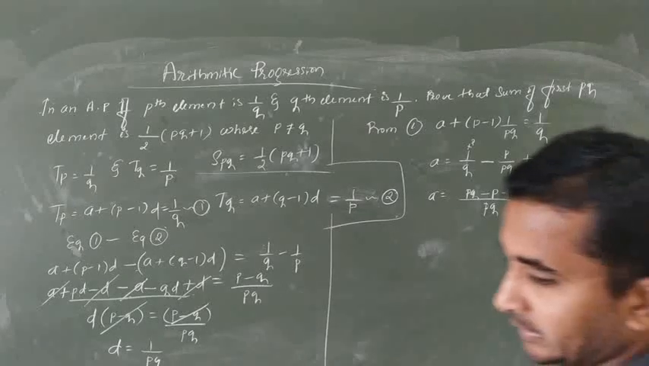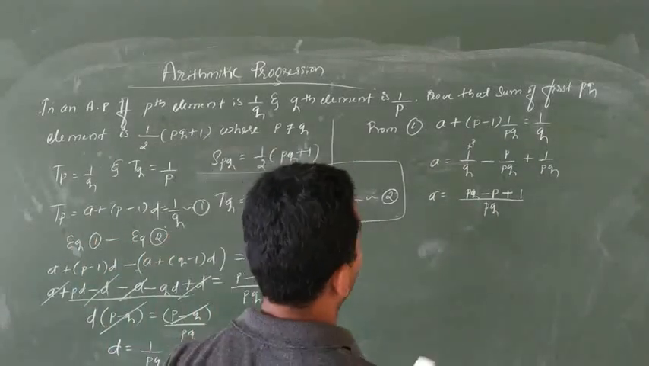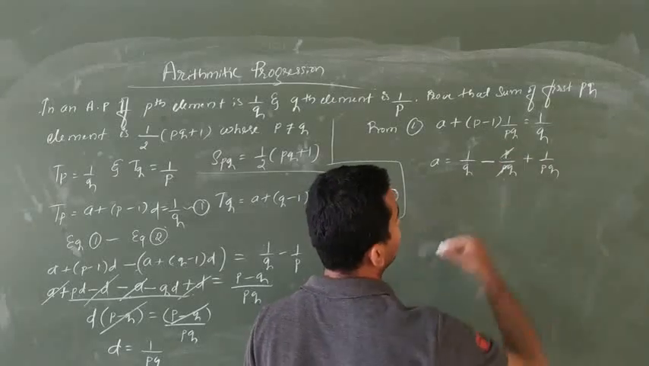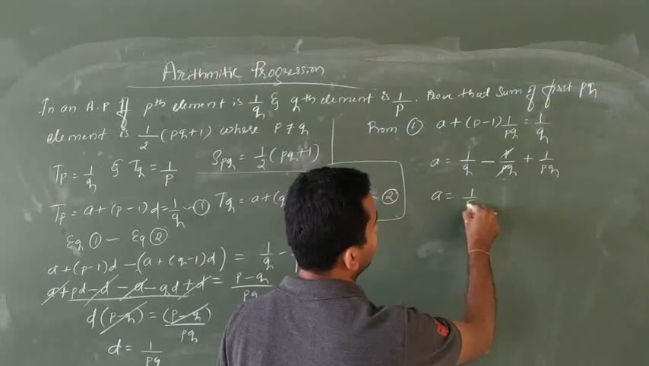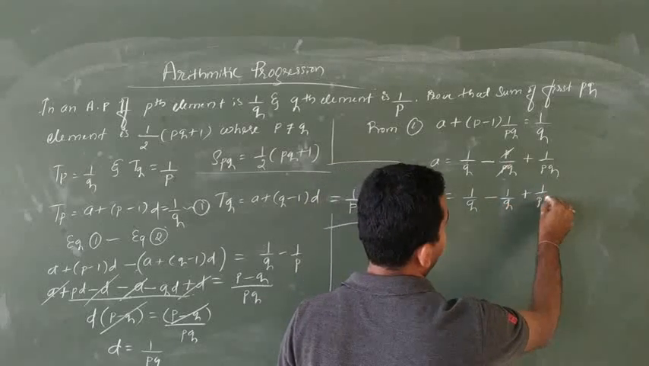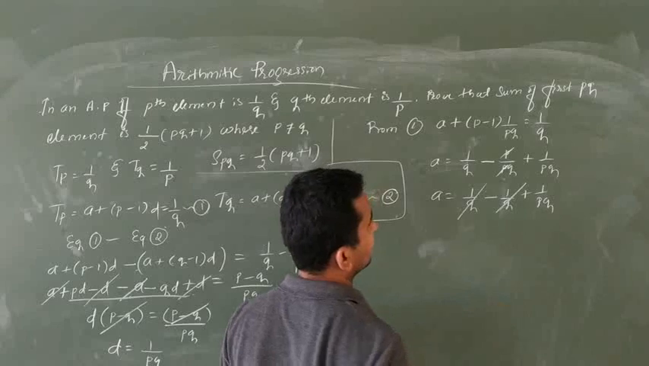Or else here I can cancel this one. Look here, this one of the P gets cancelled. Then a is equal to 1 by q minus 1 by q plus 1 divided by q. So plus 1 by q minus 1 by q gets cancelled.